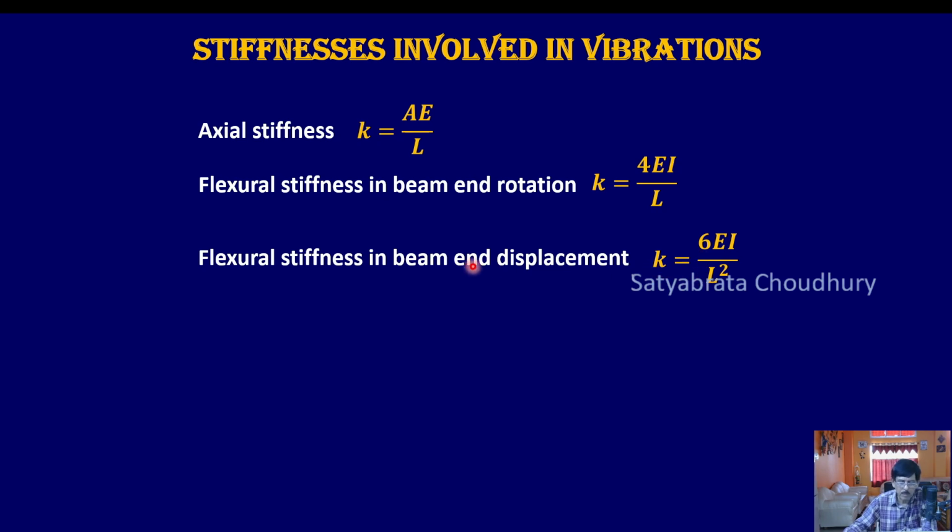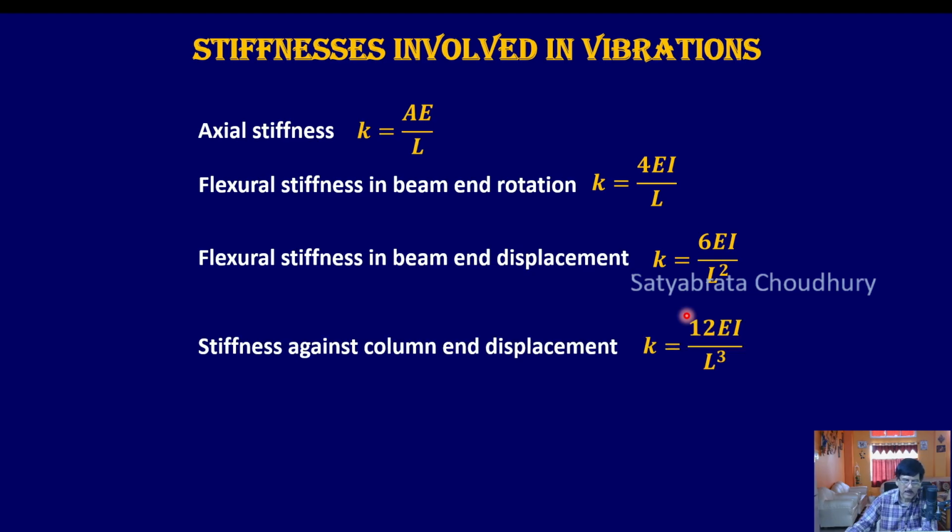This you have studied in your structural mechanics in BTech some semesters. Flexural stiffness for a beam against displacement is given by 6EI by L square. Then stiffness against column displacement, when this column top displaces, it is 12EI by L cube. L is the height of the column.